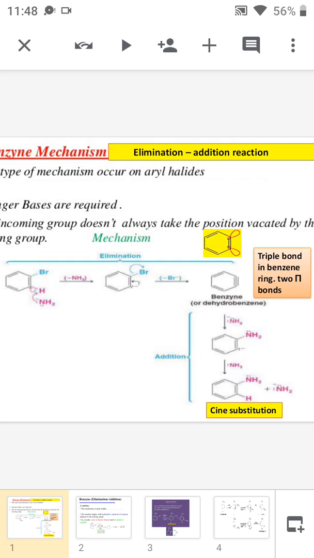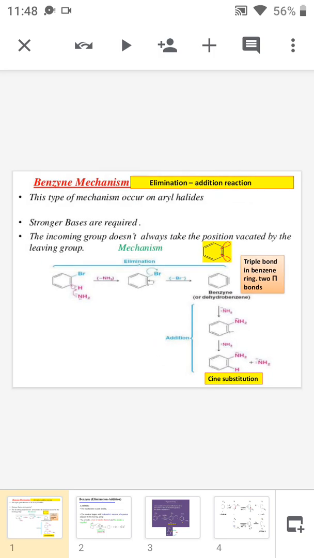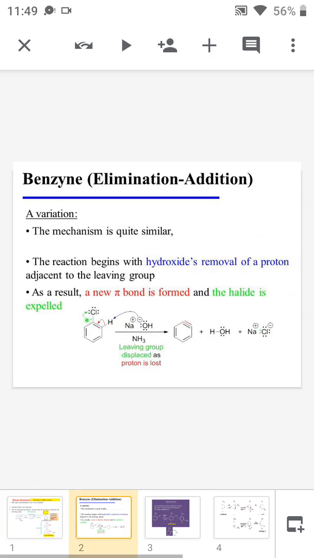So it will be easily attacked by the NH2 minus base which is present in the reaction medium, and we will get a carbanion, and this carbanion is attacked by the ammonia which is present in the reaction medium, and we will get aniline as the product. And one of the specialities of the Benzyne mechanism is that it is a cine substitution. Then we are moving into another example.